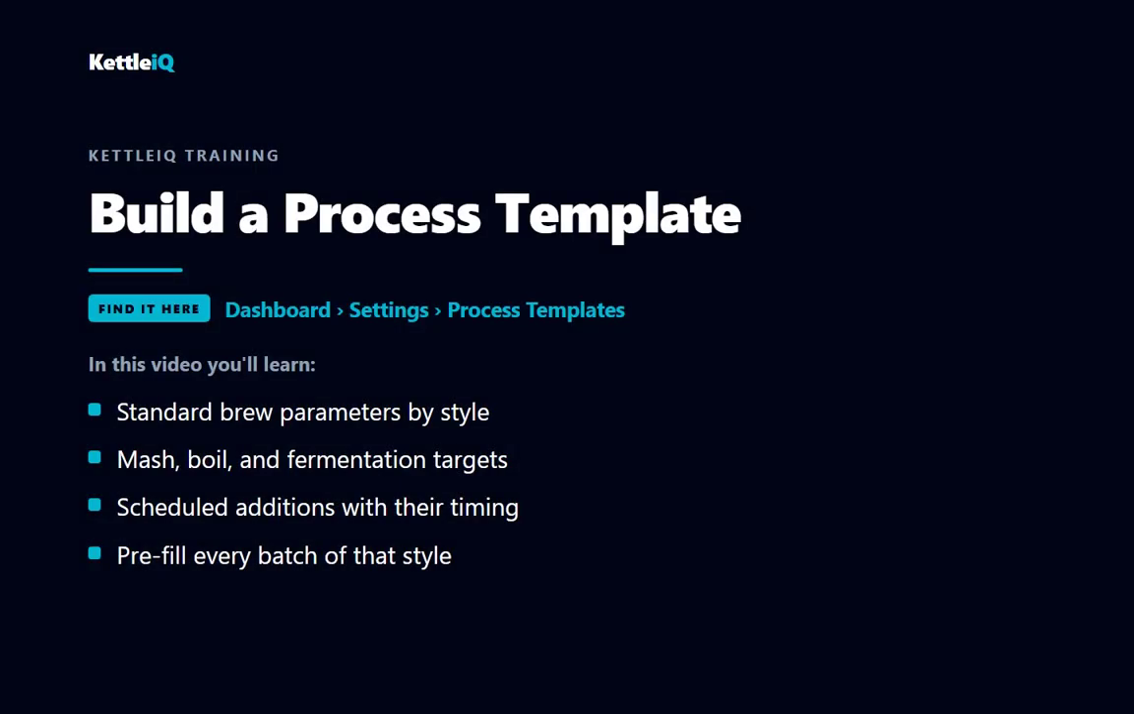Building a process template in KettleiQ. In this short training, I'll show you how to save your standard brew parameters by style so every batch starts pre-filled instead of typed from scratch. Let's take a look. You'll find this under Settings, Process Templates from your dashboard.